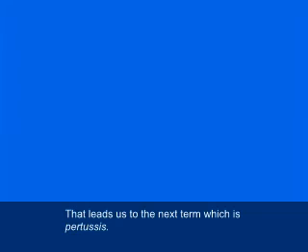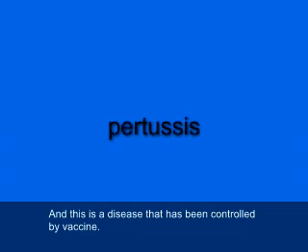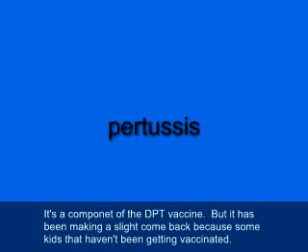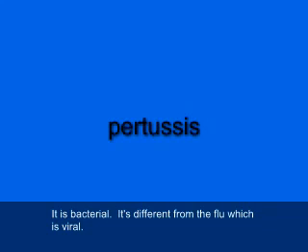That leads us to the next term, which is pertussis, and that is also referred to commonly as whooping cough. And this is a disease that has been controlled by vaccine. It's a component of the DPT vaccine, but it has been making a slight comeback because of some kids that haven't been getting vaccinated. Now, the important thing about this one is it's contagious. It is caused by a bacteria. It is bacterial. That's different than the flu, which is viral.